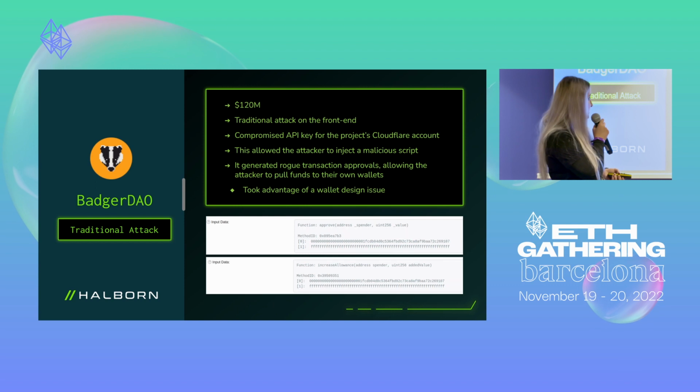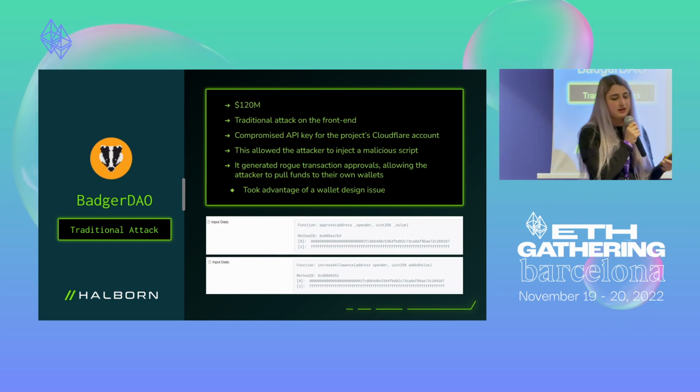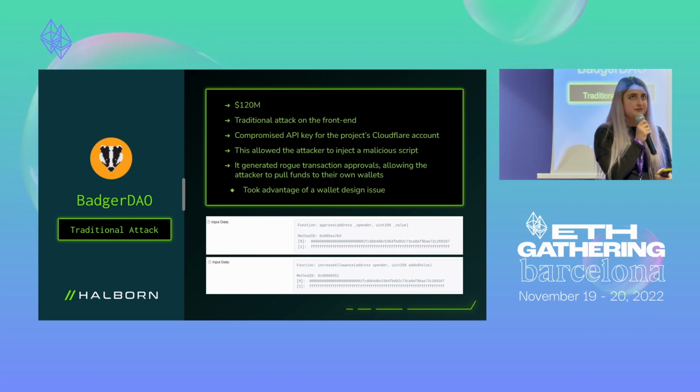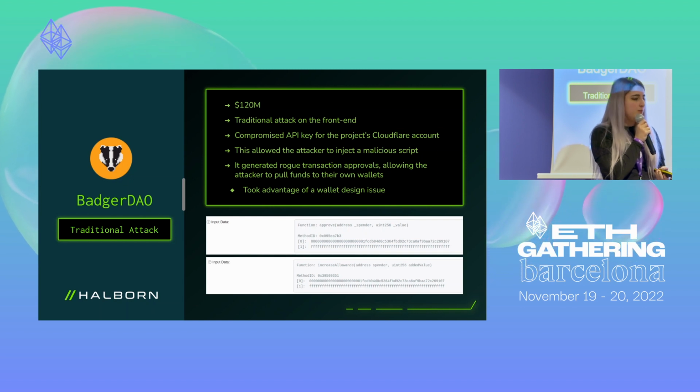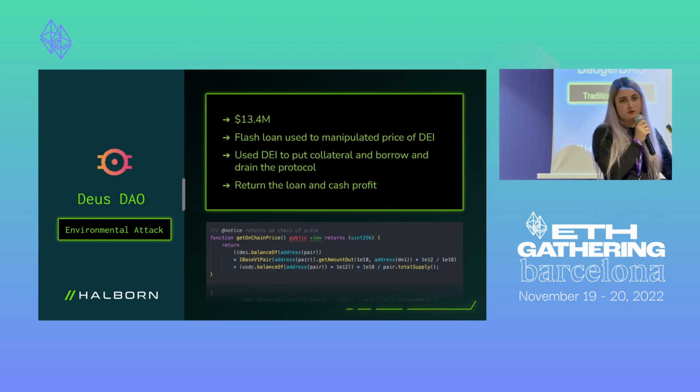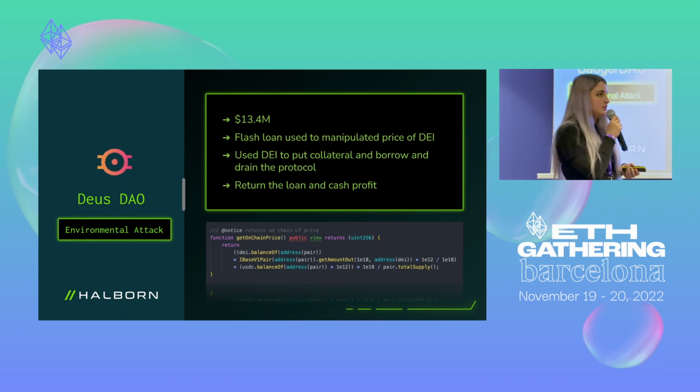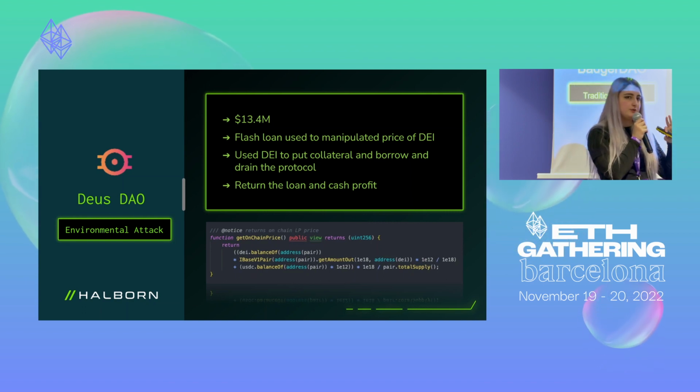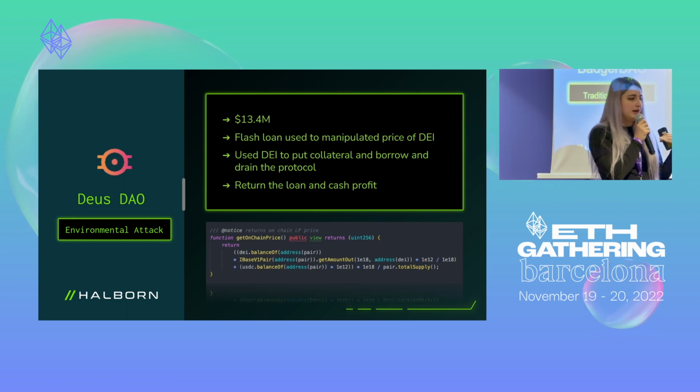And then our final example is an example of a traditional attack. It was Badger DAO. They lost 120 million. And it was actually a Web2 attack. What happened is that the API key for Cloudflare got compromised. They say maybe it was because of a phishing attack. So the attacker was able to inject a malicious script on the front end, and he was waiting for a while, and he changed the address of Badger DAO to their own address.